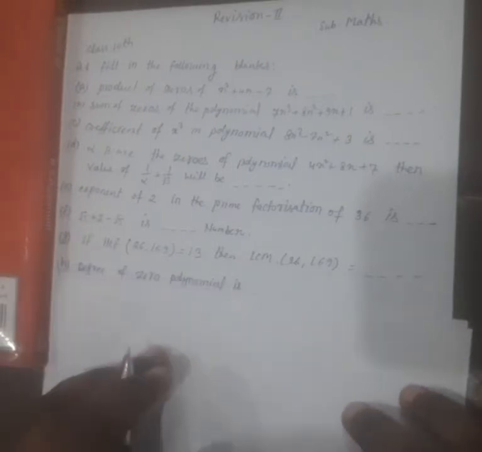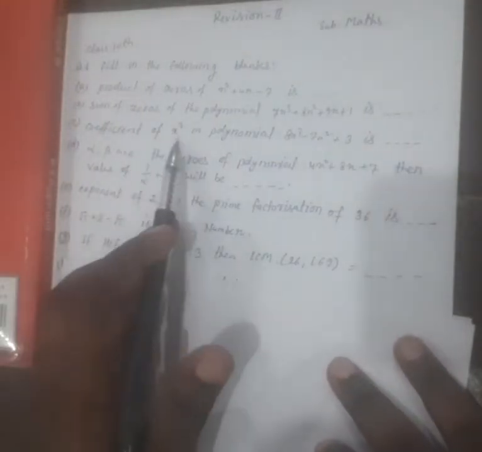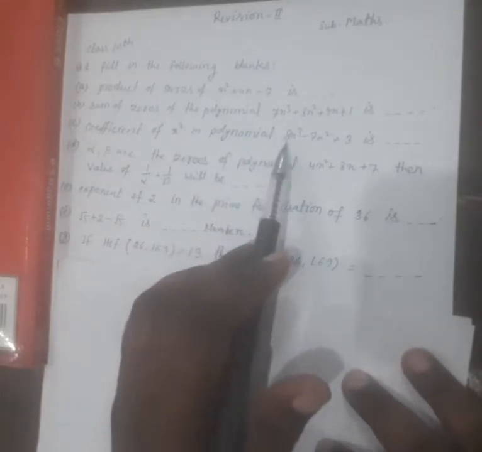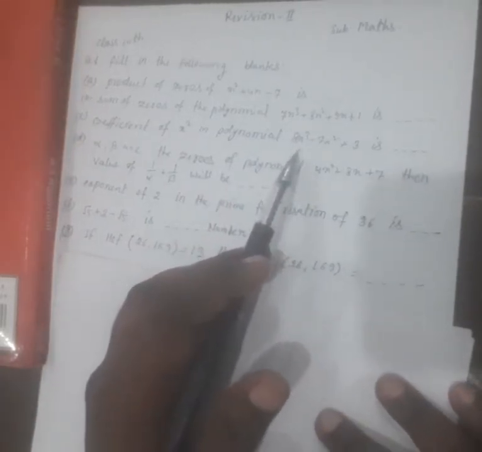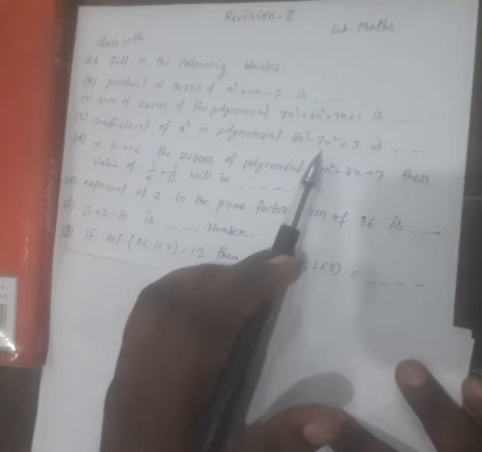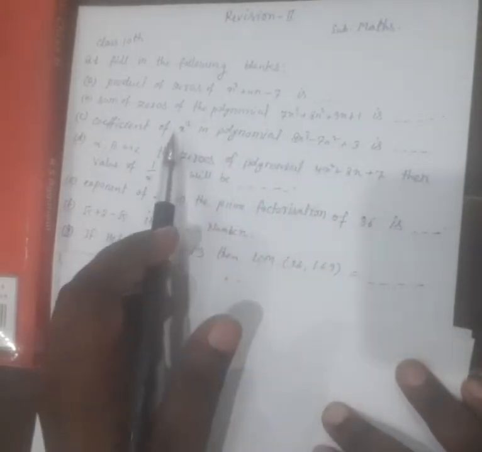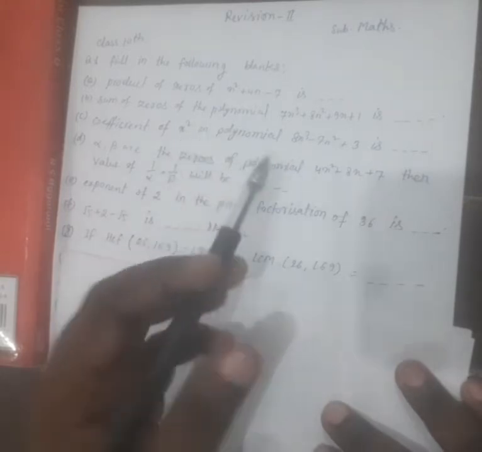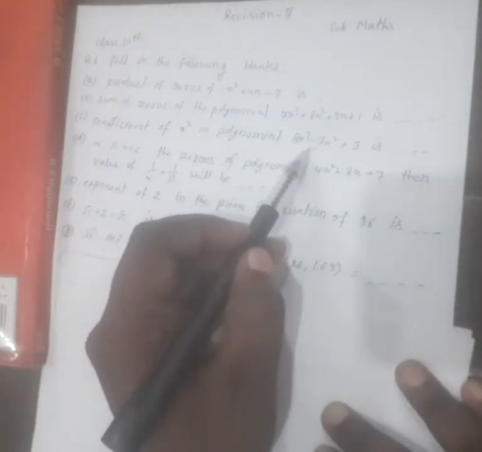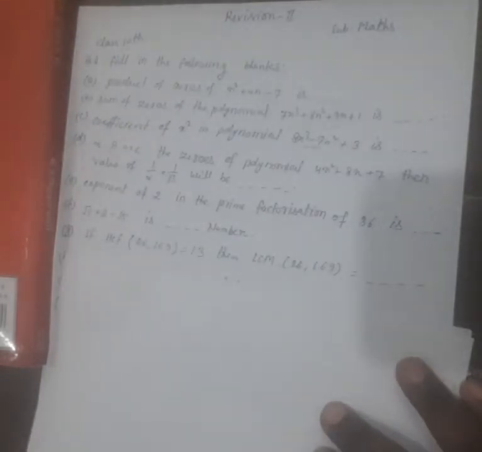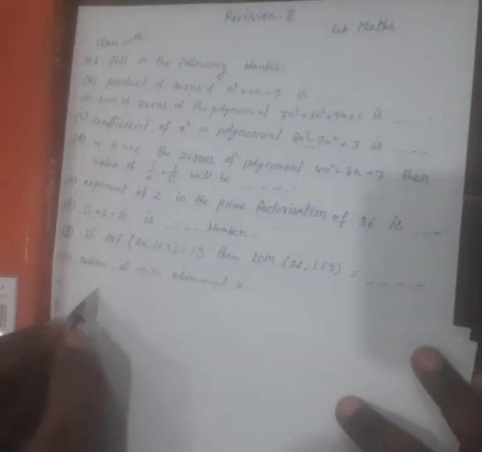The next question is: coefficient of x square in polynomial 8x cube minus 7x square plus 3. So see here, together with x square there is minus 7. So what you will fill here, minus 7. Moving to the next, the D question.